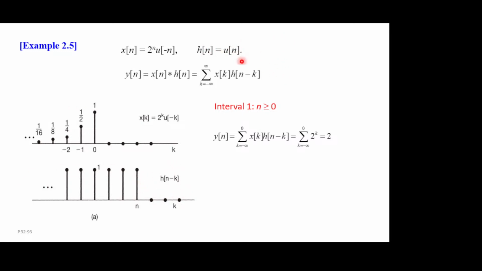So once again, do our thing. We have u of minus k, which will flip around, so it's also a function that goes to infinity, cut off at 0, and we have this plus n here. We'll shift this left and right on the k line. So we plot our x of k on the k line, and our h of n minus k on the k line, then we try to overlap them.